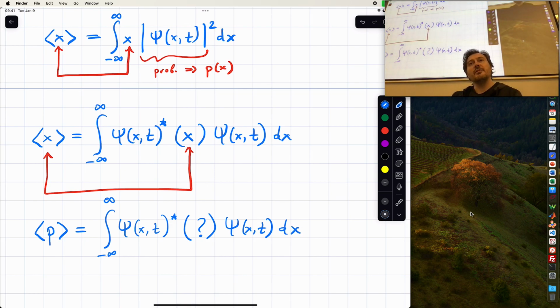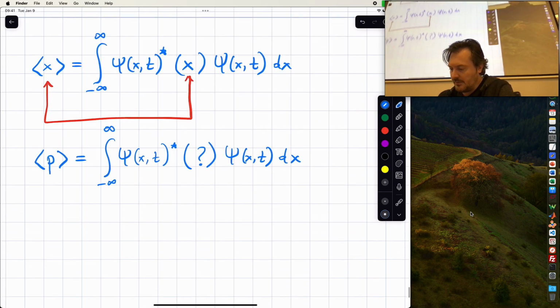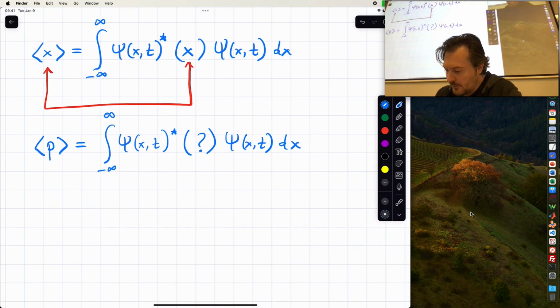Do you understand the question? What do I put there? Can I put p? Yes, but there is a way of doing it. So let me show you what is the way. Here is the way. So what is p, average value? It's m times v, right? So let's simplify it.